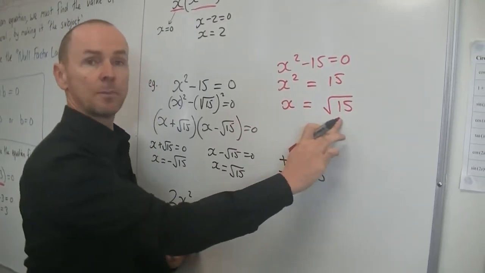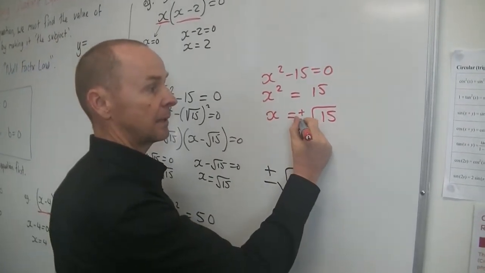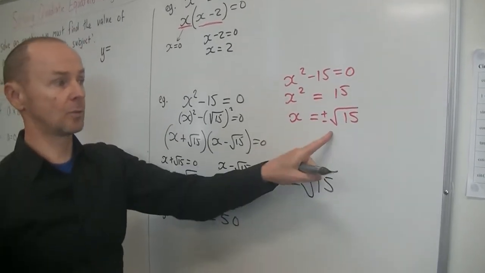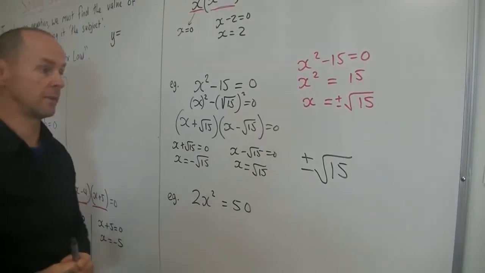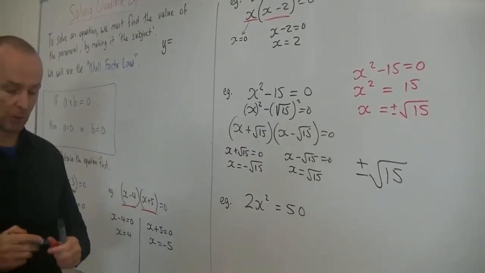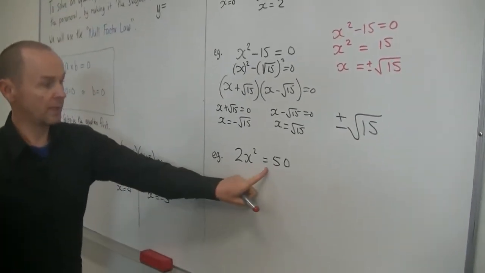However, a lot of people only get one answer here. They forget that the answer here is plus or minus root 15. So you have to remember that. So if you do this method, remember it's plus or minus. There are two answers. So I prefer this way, and then I just know that I've got my two answers. Good job. Next one. Okay, we've got 2x squared equals 50.